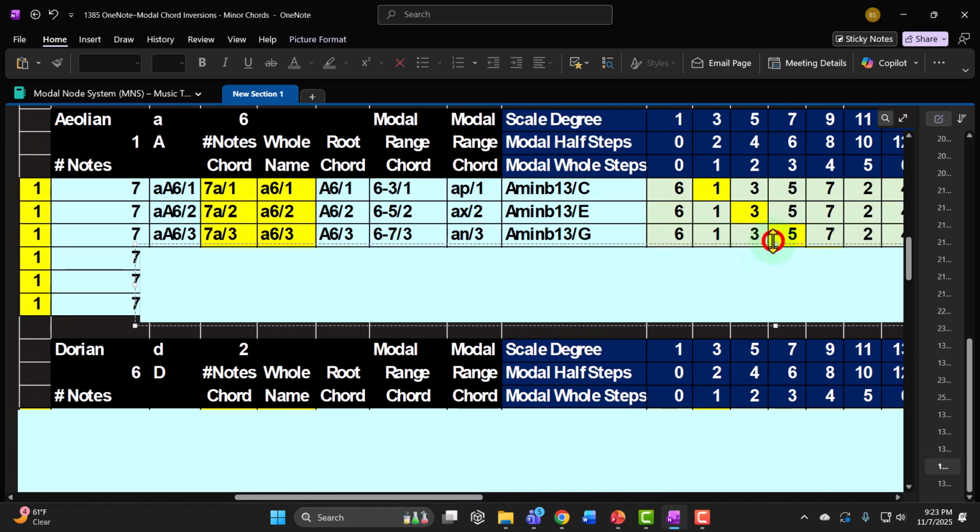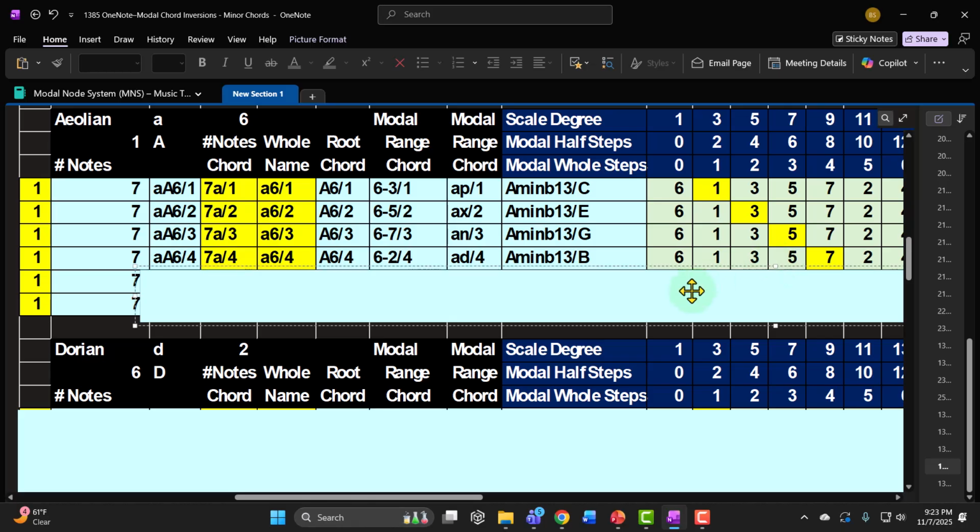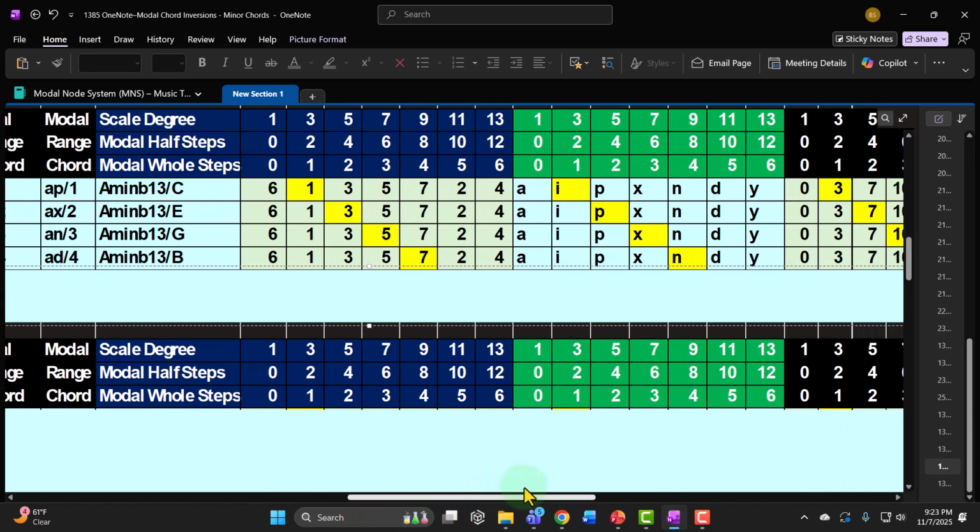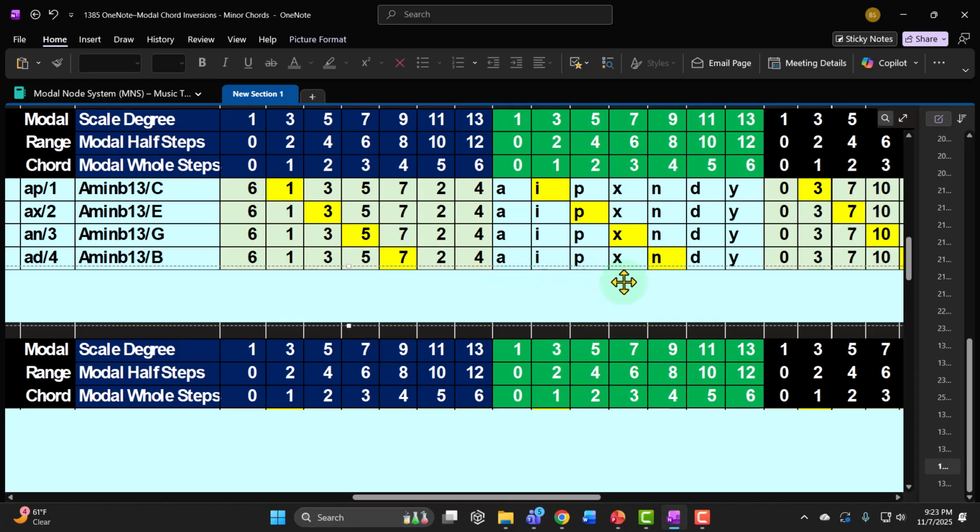And then if I go to the next one down, we're going to say it's going to be the fourth inversion, A minor flat 13/B, because the fourth inversion happens to be nodal point number 7, which in the collection of notes around the key of C will be a B, but it would more easily be said as a 7A/4 or A6/4, which is a 7-note Aeolian fourth inversion or an Aeolian 6 modal whole step fourth inversion, meaning you make an Aeolian chord and you invert on the fourth modal whole step, 1, 2, 3, 4, which is the Locrian node that we would invert on.